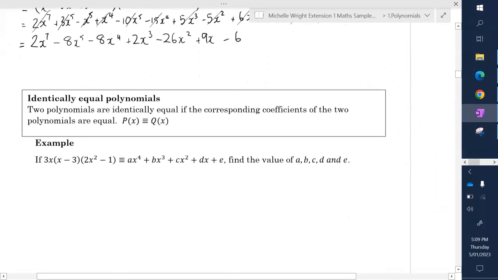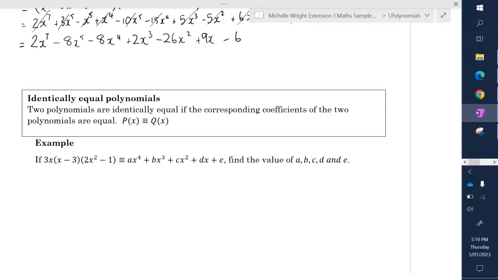Identically equal polynomials. Two polynomials are identically equal if the corresponding coefficients of the two polynomials are equal. So we'd say p of x is identically equal to q of x. And this is an excellent question. We are going to ask you these. The HSC questions are very similar to these, and you've seen these before with cubics or squares.